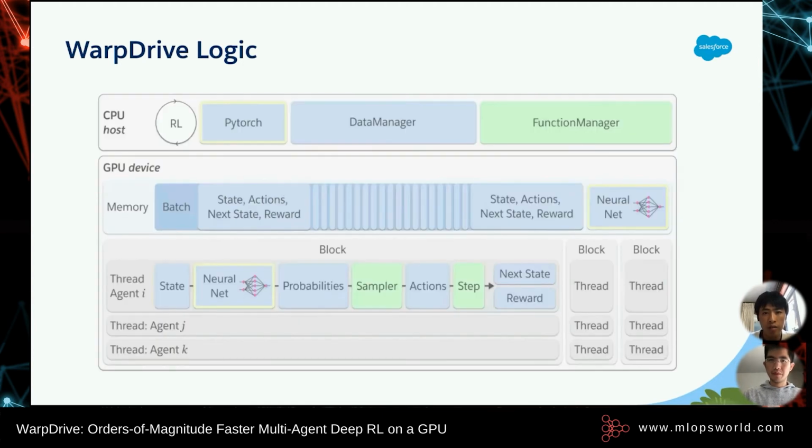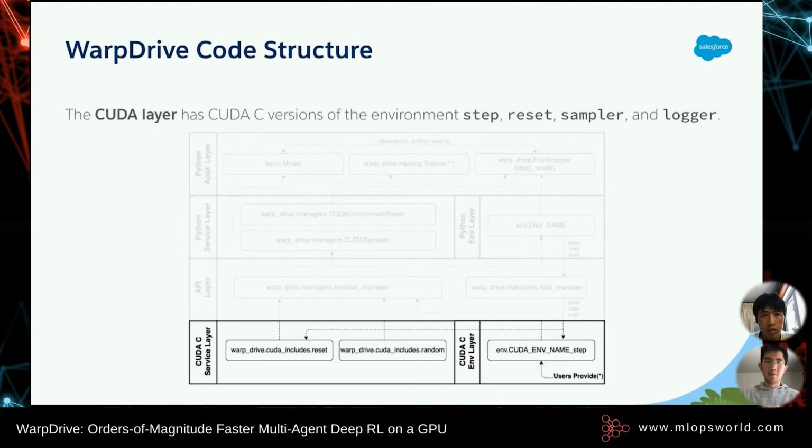So in the end, we have this data manager and the function manager to manage the GPU device from the Python interface. And the backend is the GPU device that is written in CUDA to speed up all the threads and the block simulations. So this is a more detailed code structure from the bottom-up view.